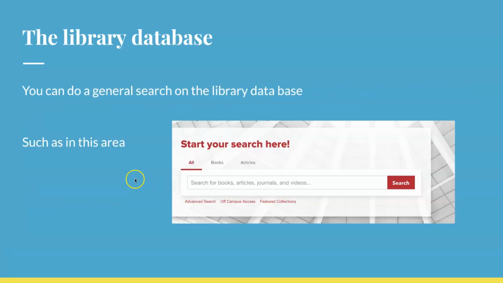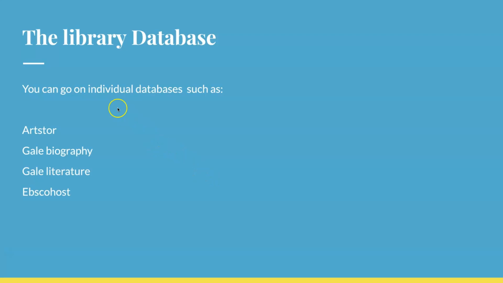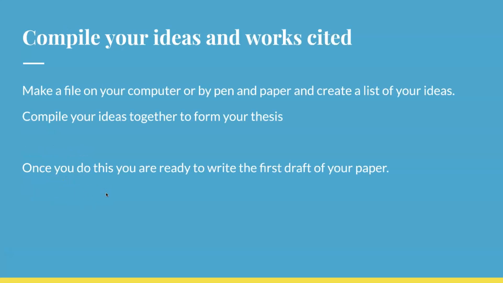So you can do a general search in the library database. If you go to the library and just put in a general search, you can see what our library database has. You can go to the individual databases such as ArtStor, Gale Literature, and EBSCOhost. So compile your ideas and your works cited. Make a file on your computer or by pen and paper and create a list of your ideas. Compile your ideas together to form your thesis. Once you do this, you are ready to write the first draft of your paper.